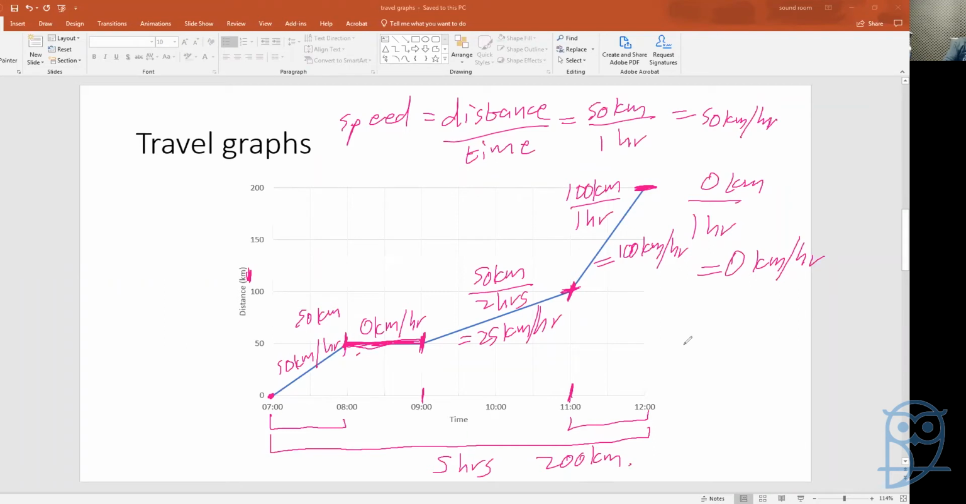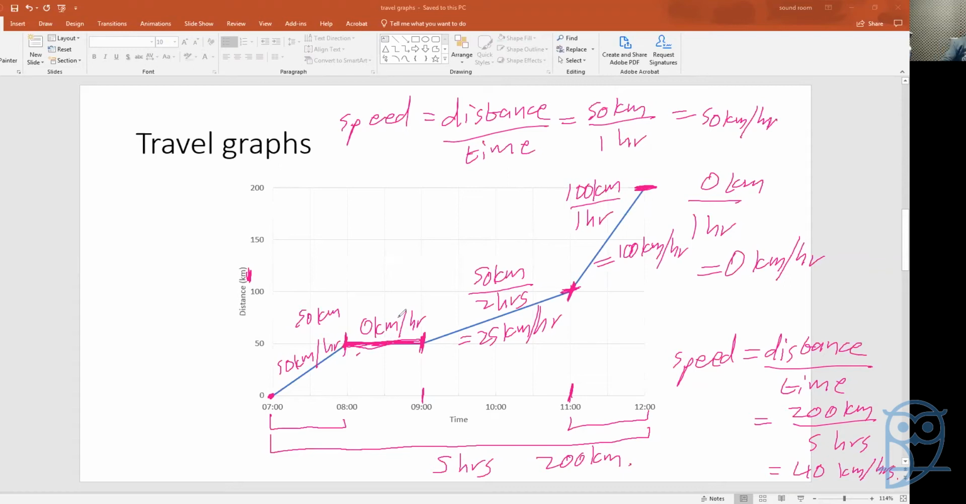So therefore, what is their average speed for the whole journey? Well, speed is distance over time. And the distance was 200 kilometers over the time being 5 hours. And 200 over 5 is 40. So it's 40 kilometers per hour was the average speed if you were to just take it as one trip all the way to the end.